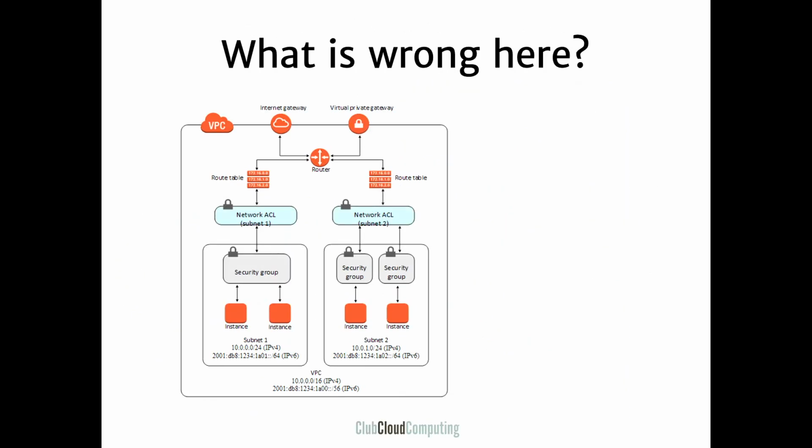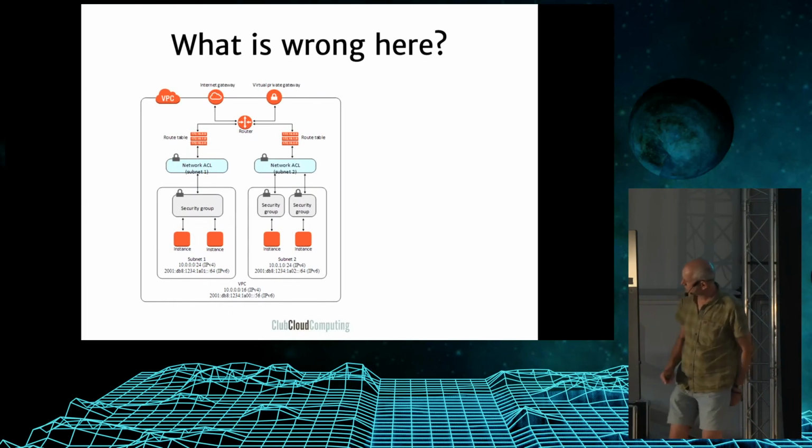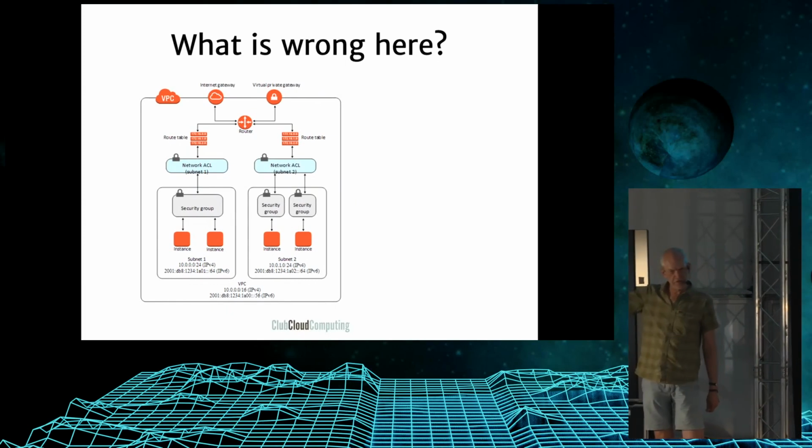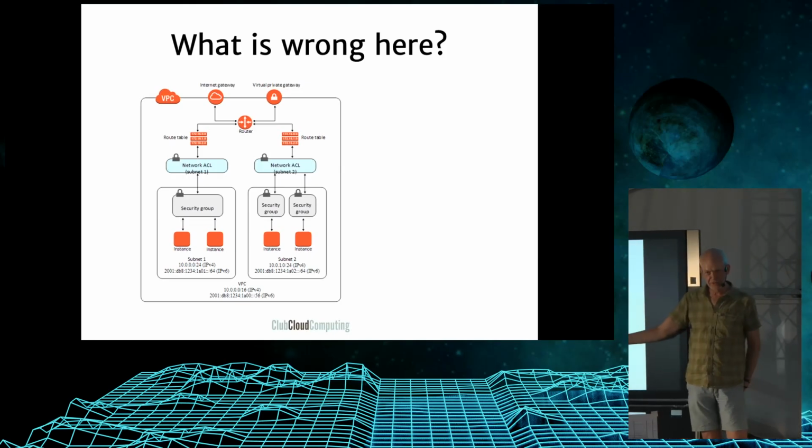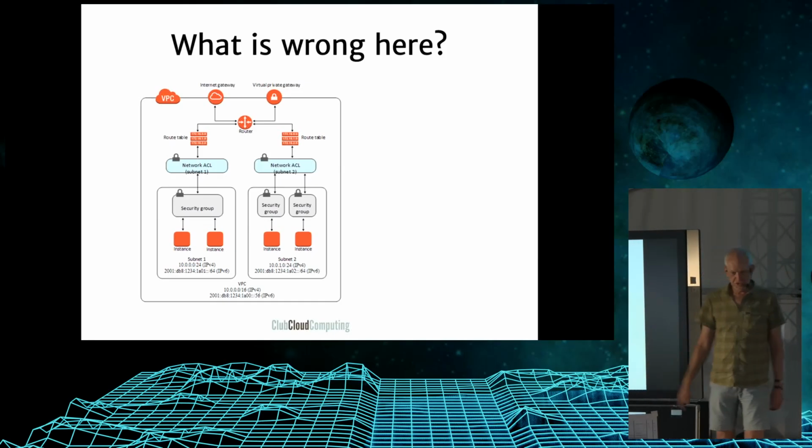Now this diagram is maybe too small, maybe too detailed, but what's wrong in this diagram? This is an official diagram from an official Amazon Web Services page that is now officially taken down, replaced by something that's better. But what's wrong here?